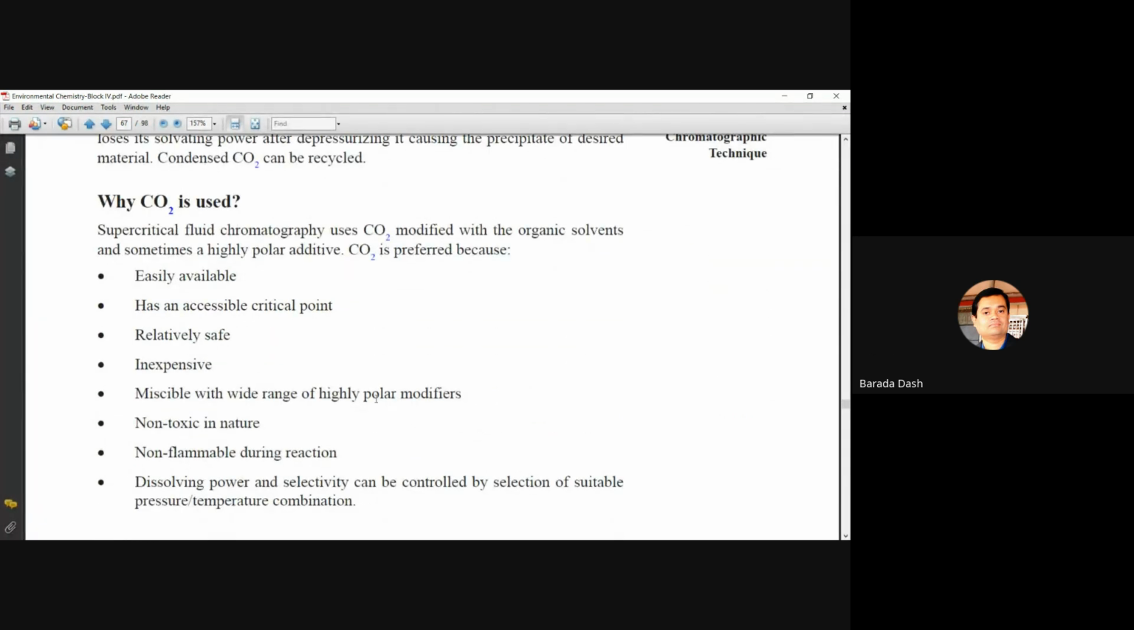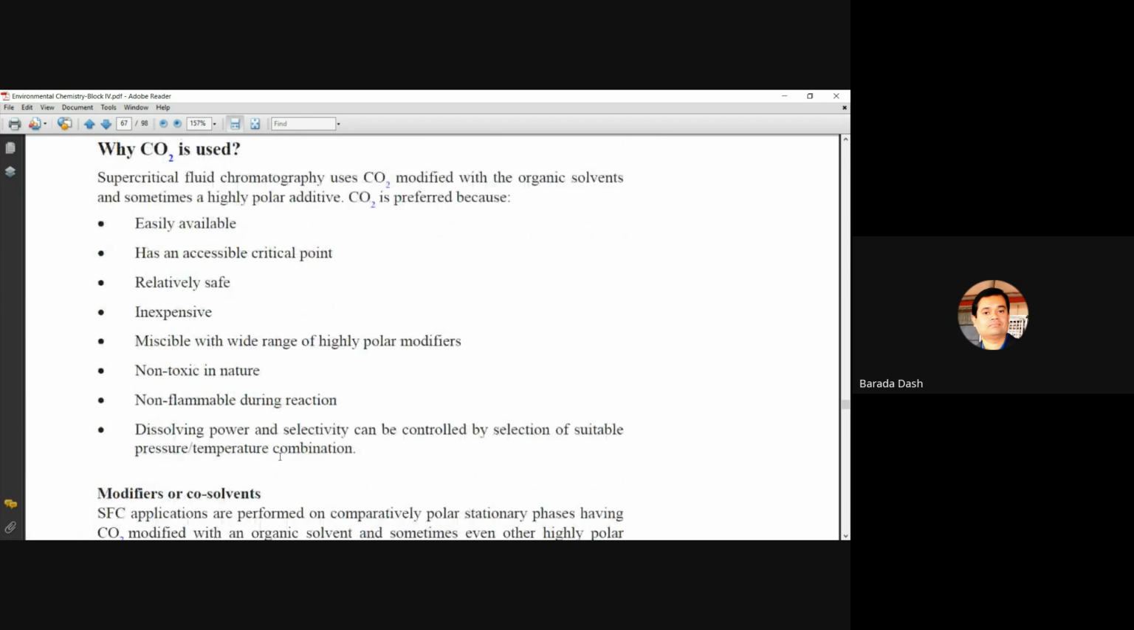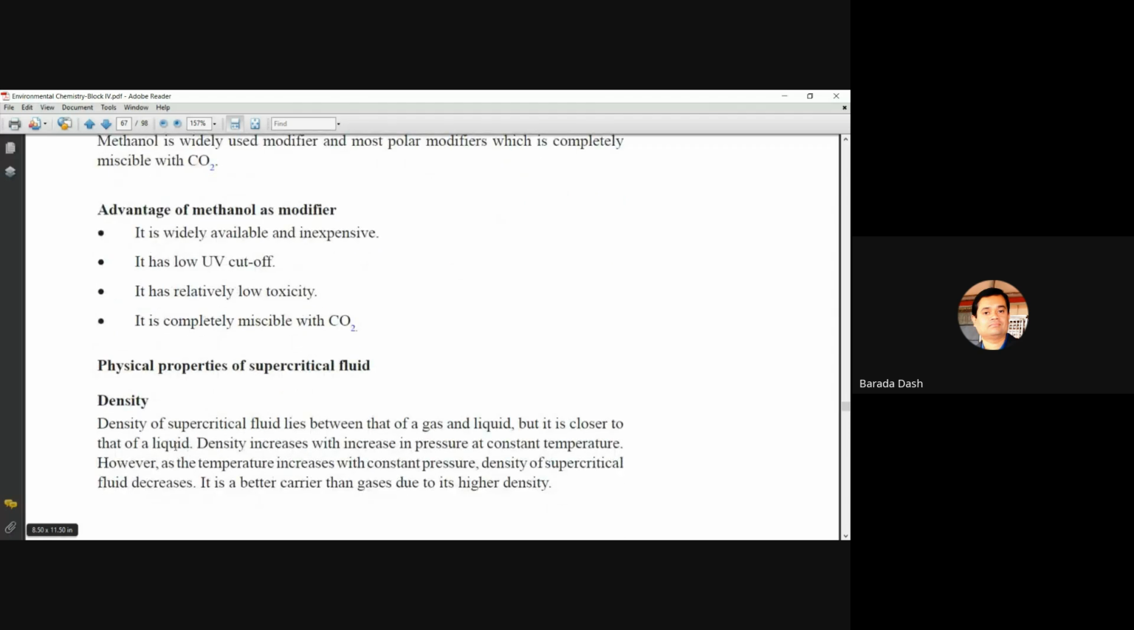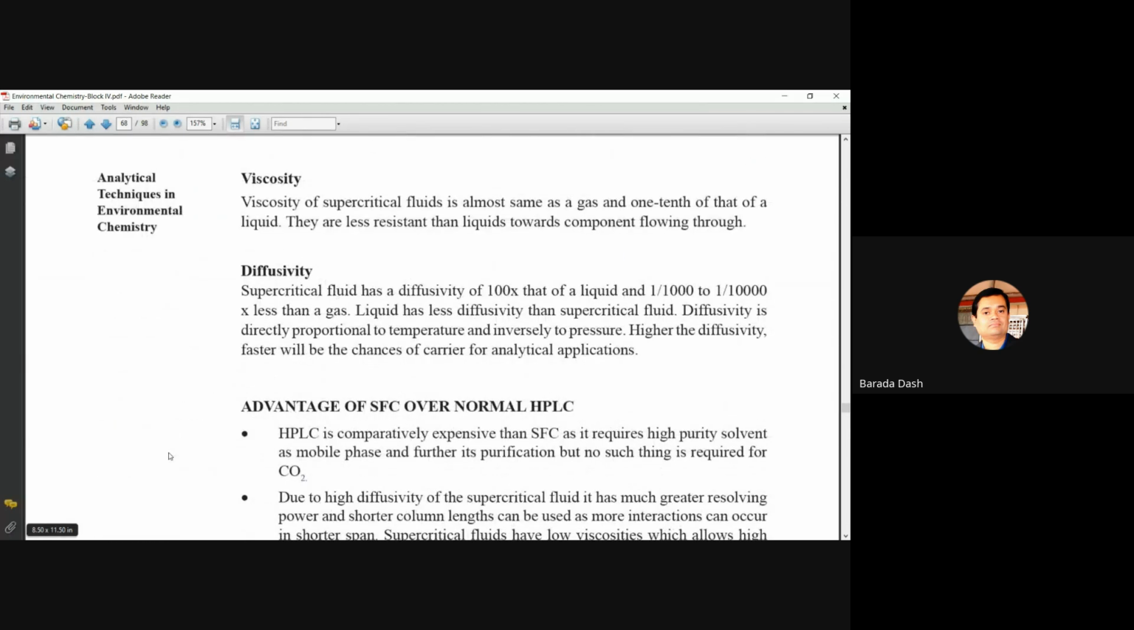Why is carbon dioxide used? It is easily available, has an accessible critical point, relatively safe, inexpensive, miscible with a wide range of highly polar modifiers, non-toxic in nature, non-flammable, and its dissolving power and selectivity can be controlled by selection of a suitable pressure and temperature combination.